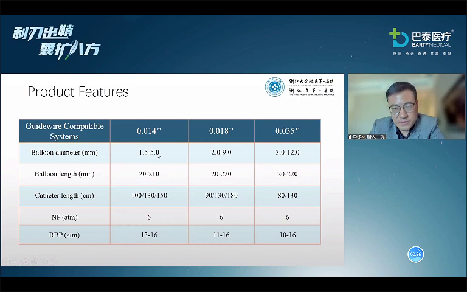You can see 1.5 to 12 for below the knee, and also distal, and also for big vessels. We can use the product in different scenarios. And as for the balloon length, 20 to 220 millimeters, and also different catheter lengths. That's really convenient for us. And normal pressure, 6, RBP less than 16.